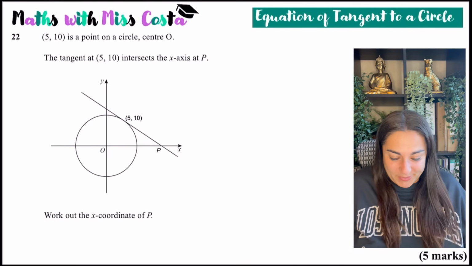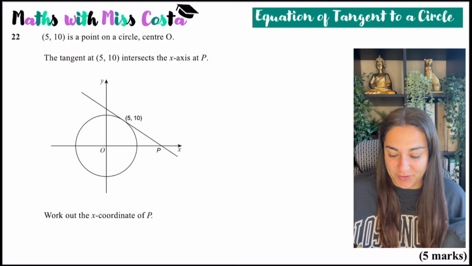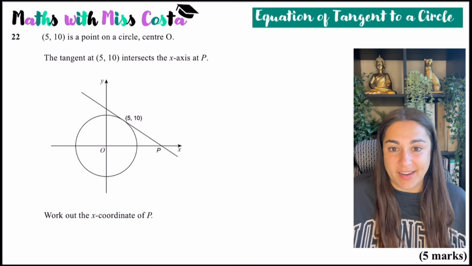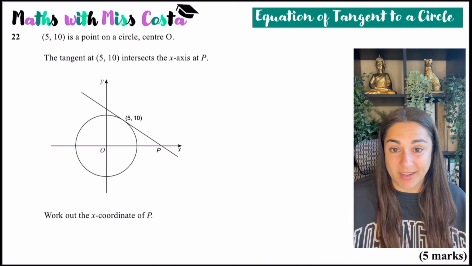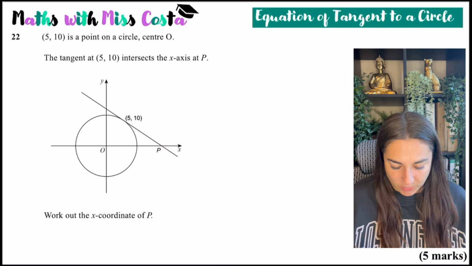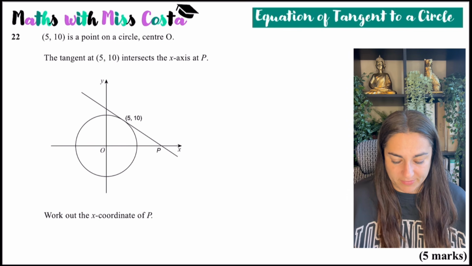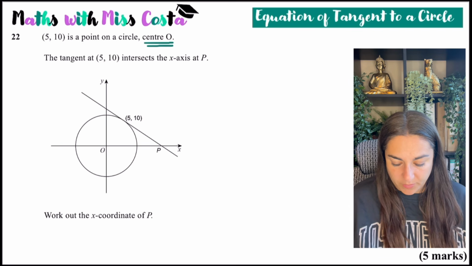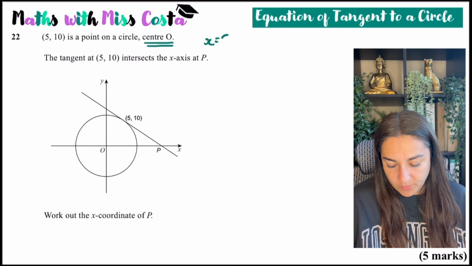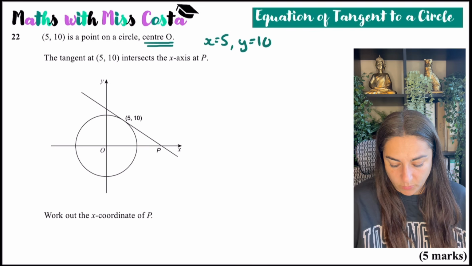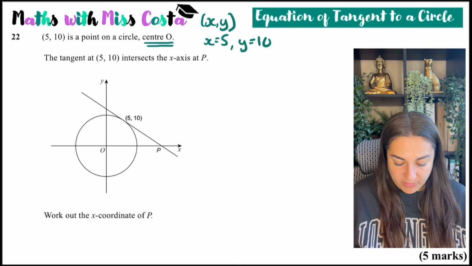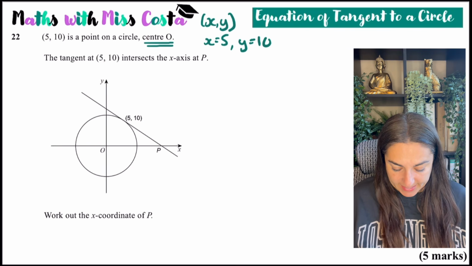Okay, so in this question, I am dealing with the equation of a tangent to a circle. Or rather, I'm dealing with a tangent to a circle, and I'm most likely going to want to work out its equation in order to work out an x-coordinate. So let's think about all the information that I've been given. So 5, 10 is a point on a circle, centre O. So when x is 5, y is 10, because the coordinate is always x and then y. And I know the tangent at 5, 10 intersects the x-axis at P. Work out the x-coordinate of P.